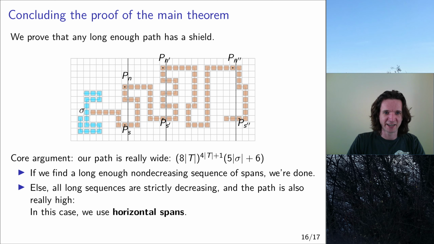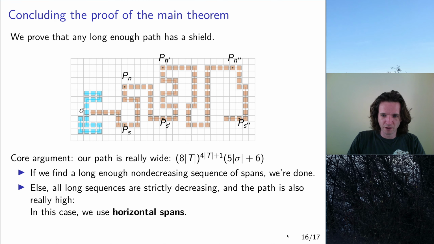In this case, we flip our argument, we rotate our argument by 90 degrees and use horizontal spans instead. And by enough combinatorics, we can prove that in all cases we get either a vertical span, where we can use a shield, or we use horizontal spans and we can get a rotated shield, and prove that P is also pumpable or fragile.